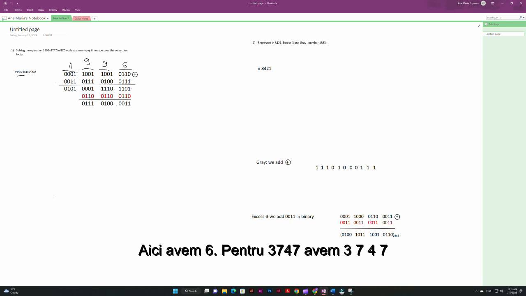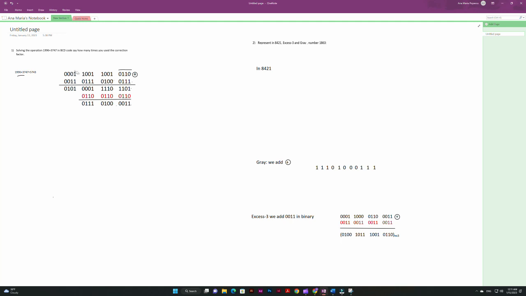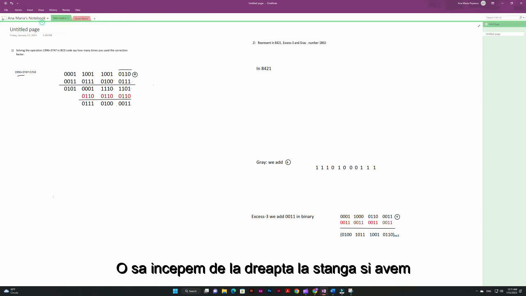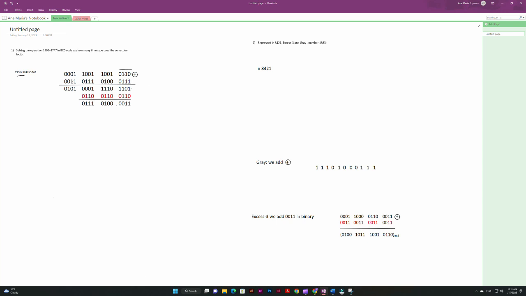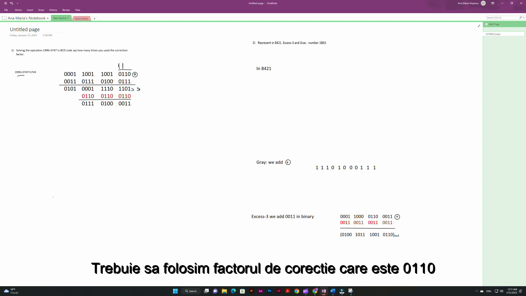And for 3747, here we have 3, 7, 4, and 7 again. And now, okay, we'll start from right to left. 0 plus 1 is 1. 1 plus 1 is 0, and 1 in mind. 1 of the mind plus 1 plus 1 is 1, and 1 in mind again. 1 of the mind plus 0 plus 0 is 1. And because this number is bigger than 9, we have to use the correction factor, which is 0110.